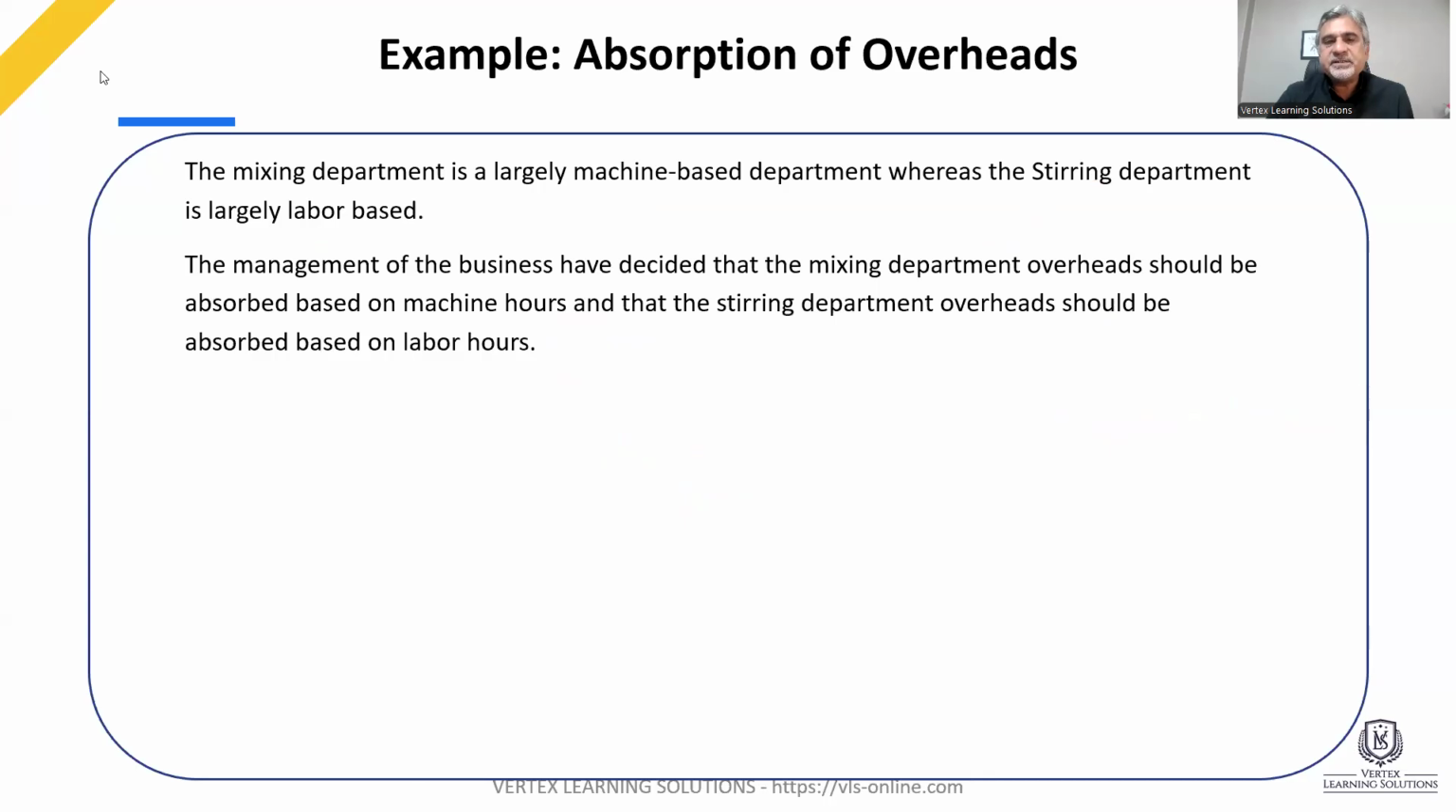The management of the business has decided that the mixing department overheads should be absorbed based on machine hours and that the stirring department overhead should be absorbed based on labor hours. This is exactly what you do. So you see that if machine hours are more, take your activity as machine hours. So for the mixing department, the activity is machine hours. For the stirring department, the activity is labor hours. Okay.